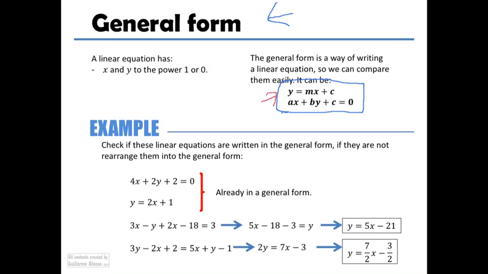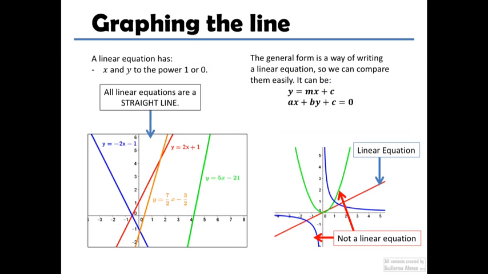So, for example, here we have two equations, and we're going to check if they're written in the general form. Well, in this case here, y is by itself on the side. So we could put it in this form here, or we could just keep it like this, because this is also a general form. And these two here need to be moved around, and that's what we do.